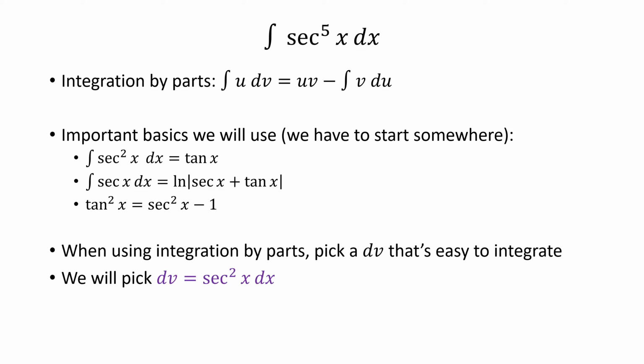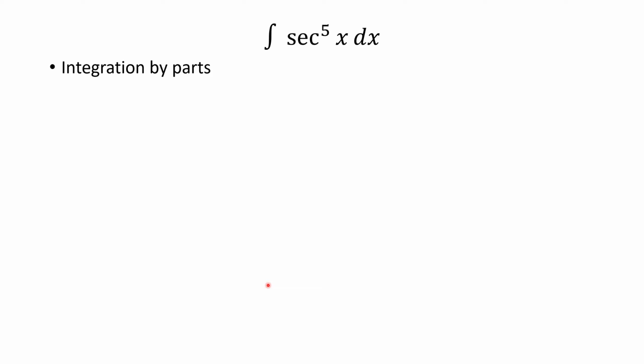And that allows us to use this identity here that I said we're going to assume. Since we know the integral of secant squared is tangent, then this becomes easy to integrate. So we go through integration by parts here.